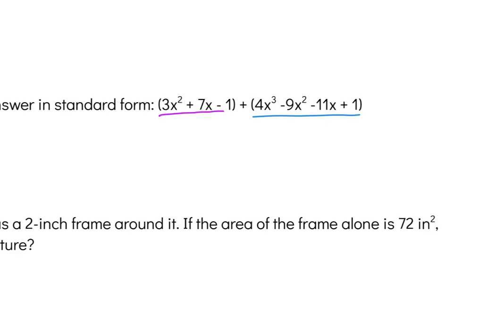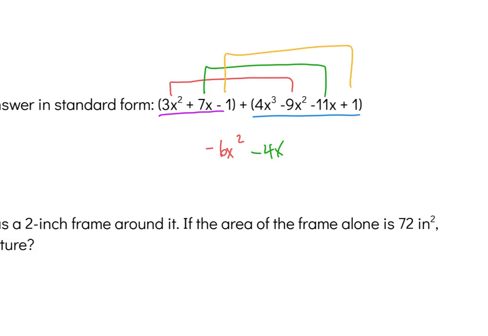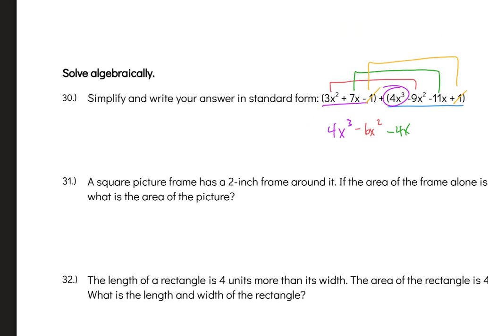So here we go. I'm just going to make sure and add the like terms. So those are like terms, negative 6x squared. And let's see, 7x and 11x, that's negative 4x, negative 1 and 1 is 0. And then I'm not going to forget that that guy didn't have any like terms, so I'm going to write him.